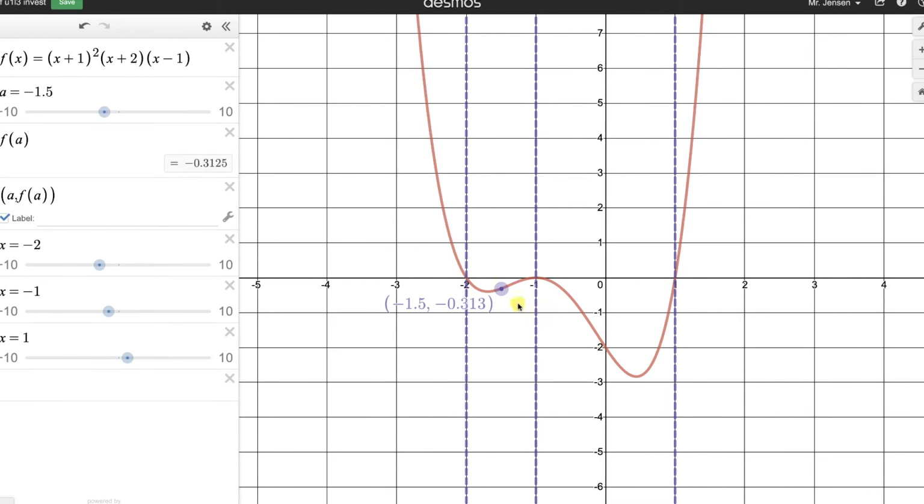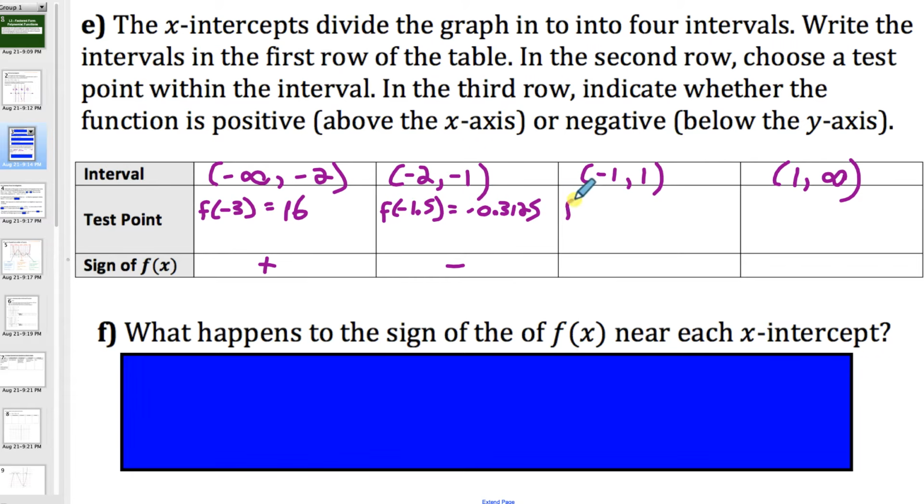Between negative 1 and 1, we need a test value. How about 0? And the y value for an x value of 0 is negative 2. So f of 0 equals negative 2, and that is in fact the y-intercept. We already knew that. So the function is negative in that section.